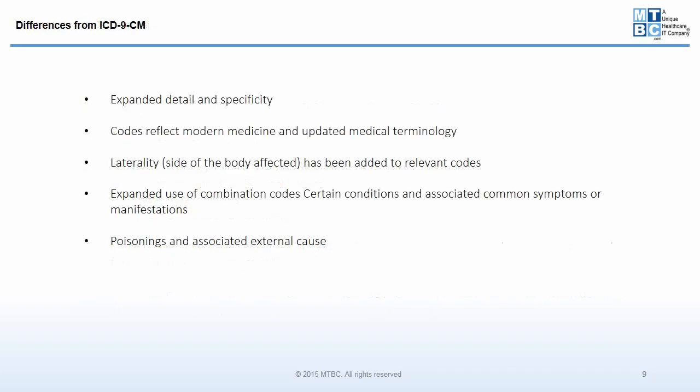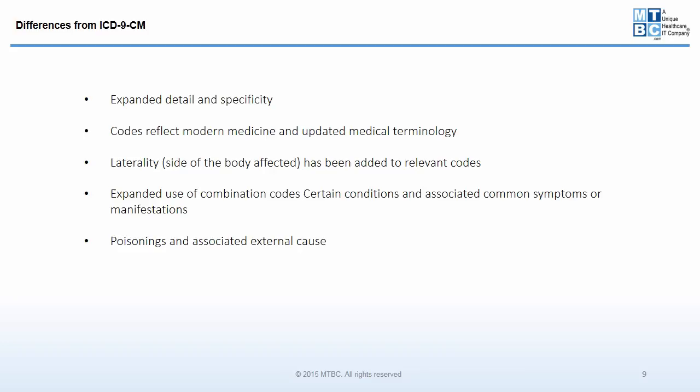Okay, so the differences from ICD-9 to ICD-10 is there is an expanded detail and specificity. So codes reflect modern medicine and updated medical terminology. Laterality, they want to know what part of the body, what side of the body has been affected, and that has been added. So you would see left leg, right leg. So you do need to see the documentation and make sure that the provider or the medical assistant does indicate in the medical record which side of the body is affected.